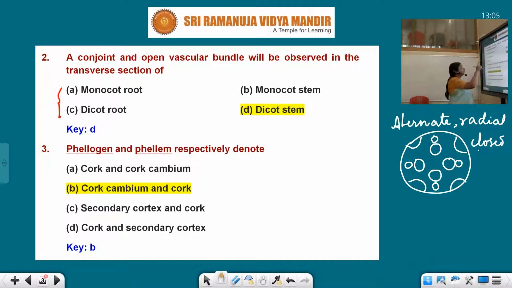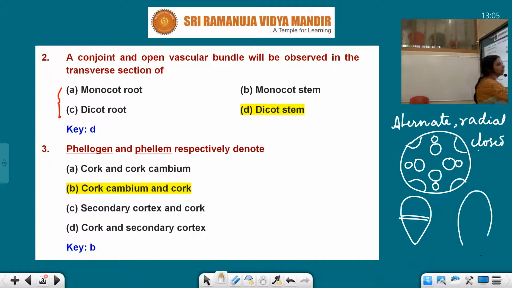So what is the question? A conjoint and open vascular bundle. Conjoint means xylem and phloem are in the same bundle. In both the stems, it is conjoint. But open type means a cambium ring is present. When cambium is there, that is called open type. And open type is present only in dicot stem.